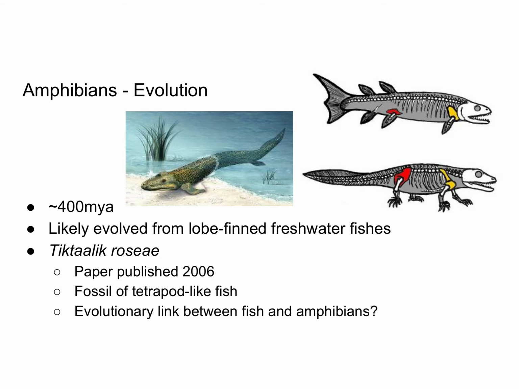It is believed that amphibians evolved about 400 million years ago. They believe that they evolved from freshwater fishes, and there is a fossil that a paper was published about in 2006, and the name of this extinct species is the Tiktaalik rosei. It's a fossil of a fish that was tetrapod-like. So tetrapod means that it had essentially 4 appendages.